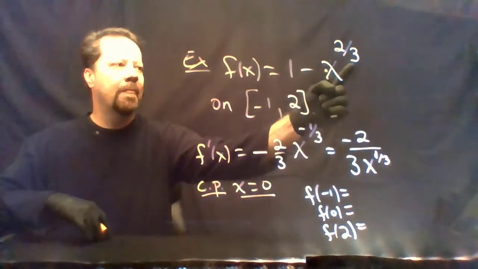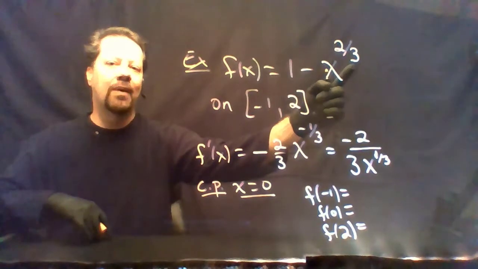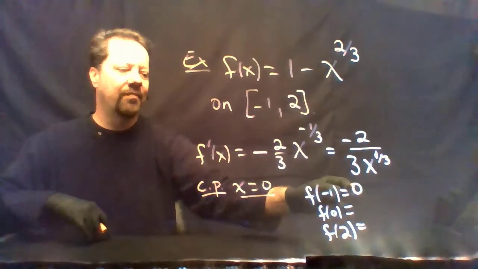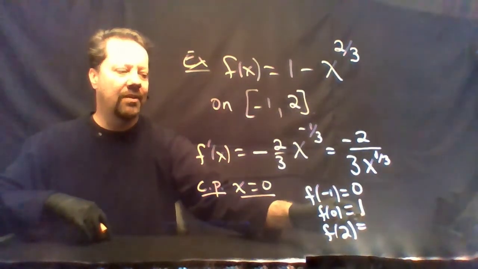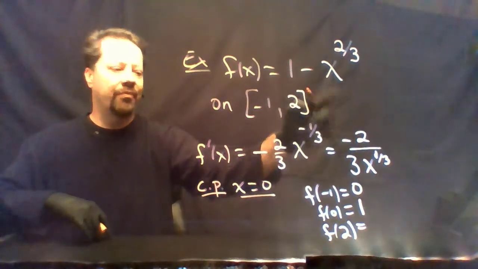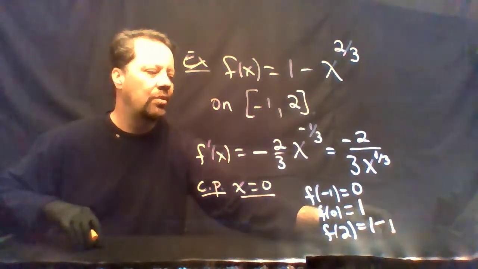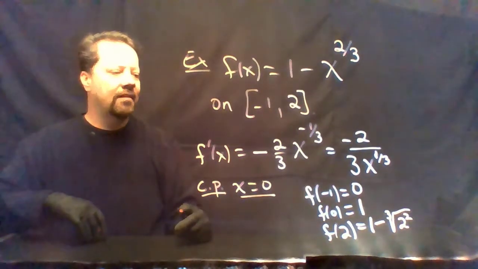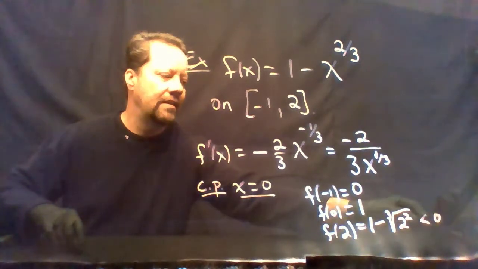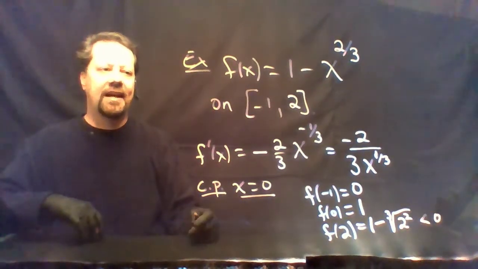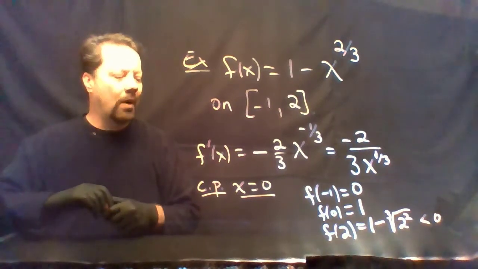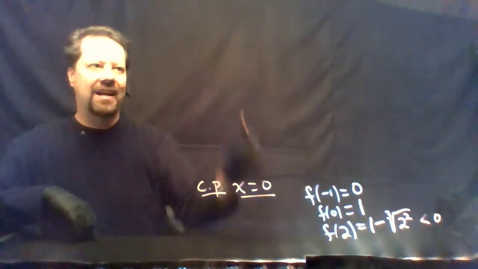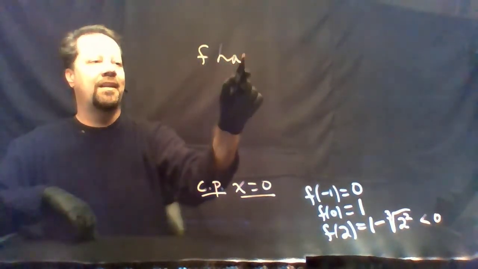At -1, you have the cube root of -1, which is -1, squared is +1. 1 minus 1 is 0. You evaluate at 0 and you get 1. At 2, you have 1 minus the cube root of 2 squared. That number will be negative. It follows then that we have an absolute max of 1 and an absolute min of 1 minus the cube root of 4.